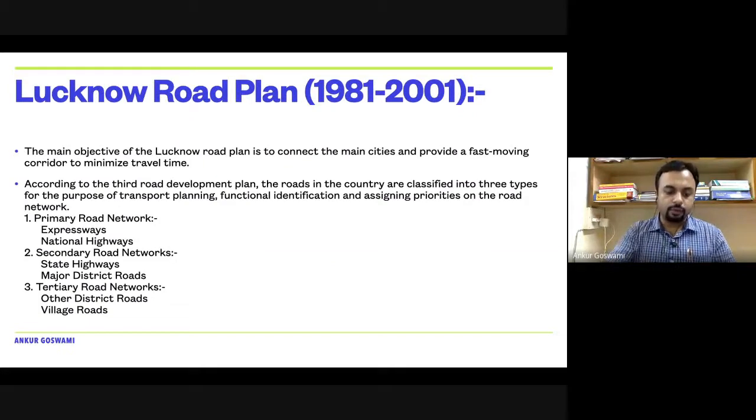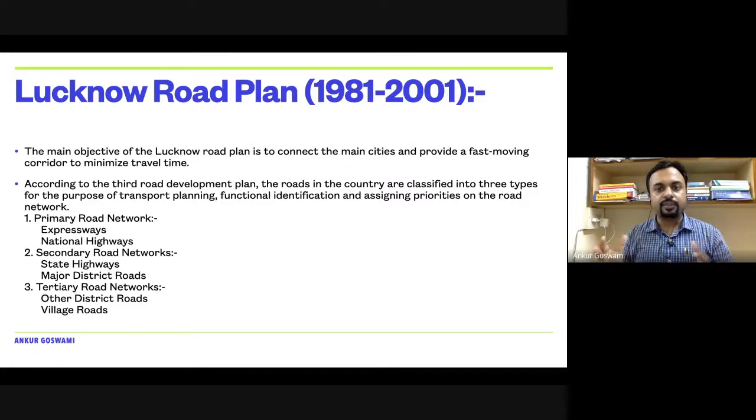Then comes the Lucknow Road Plan, from 1981 to 2001. According to the Lucknow Road Plan, the roads are subdivided into three categories: primary, secondary, and tertiary. In primary come the expressways and national highways. Then comes secondary, with the state highways and major district roads. And in tertiary come the other district roads and village roads. If you observe closely, one type of road has been added, that is the expressways. Earlier, expressways were not there in the Bombay Road Plan.